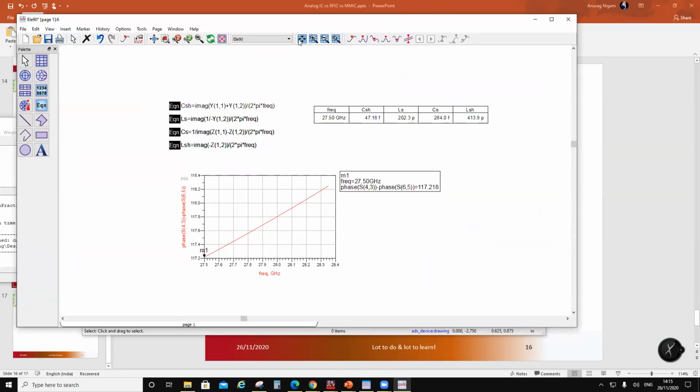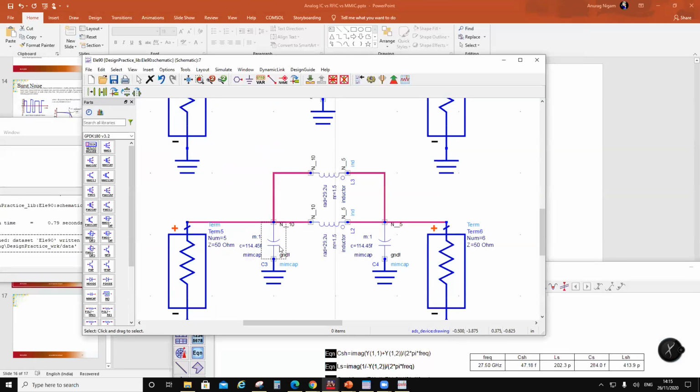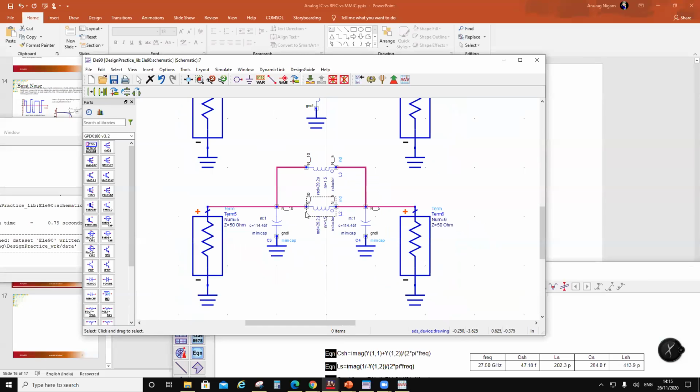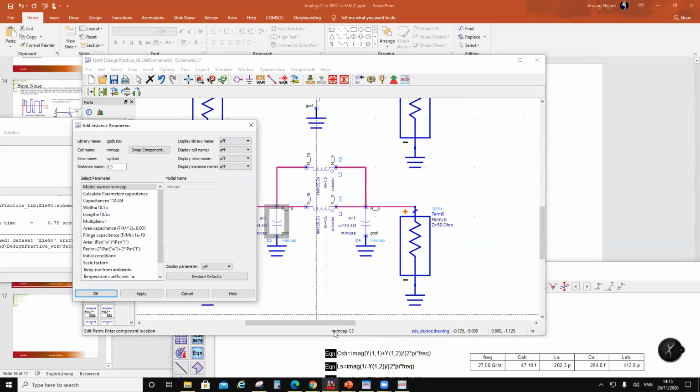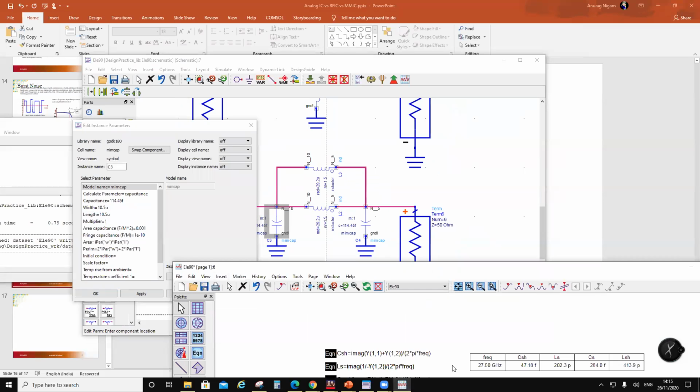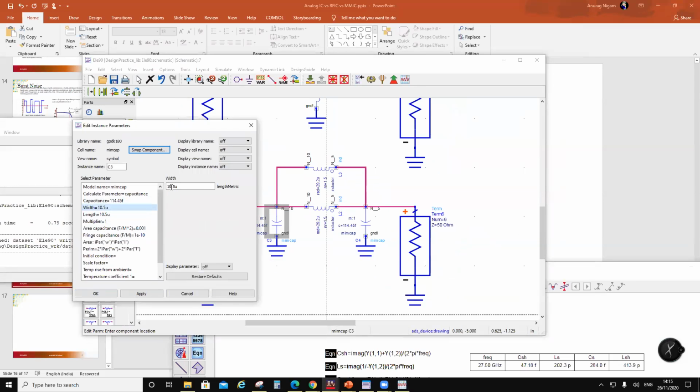Oh, did I change the shunt capacitors? No, the shunt capacitors are going to be 47.18. Okay, so this one, let's do... what value should I put here? 6 and 6, 38, 47.18, 7 and 7. It will be too much.